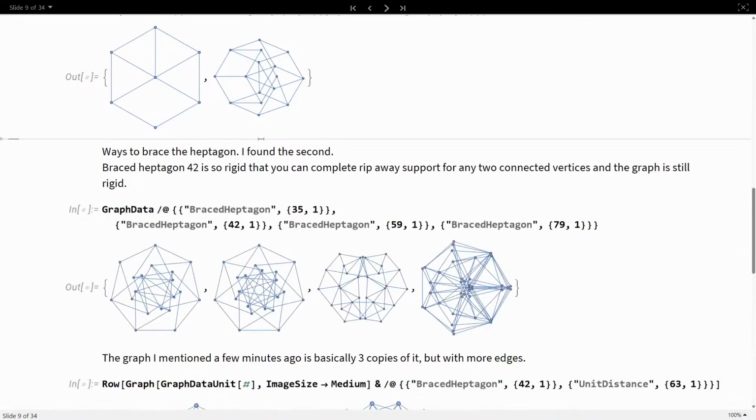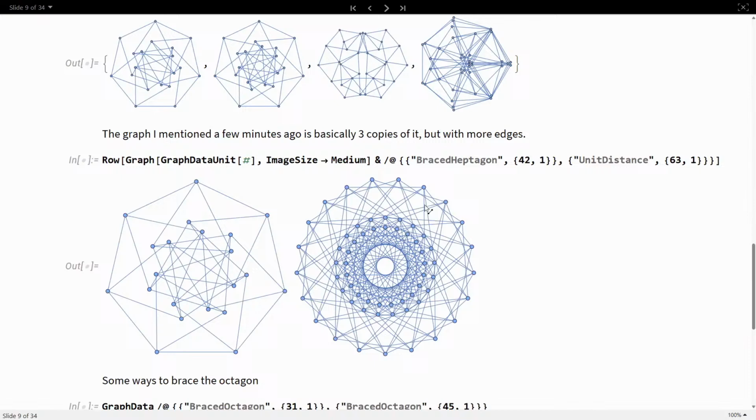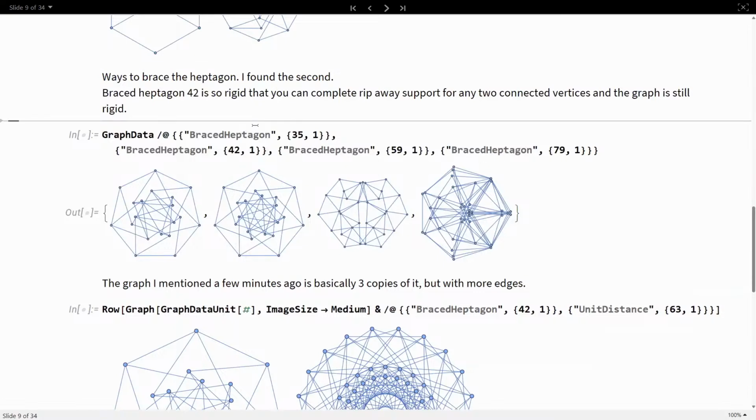So, bracing the heptagon. I showed this graph a few minutes ago. Well, it turns out if you divide this up into 3 parts, basically, you get this graph, which has a heptagon in the middle. And this is another graph that I found years ago. Eventually I asked, well, is this a rigid graph? And it turns out the answer is yes.